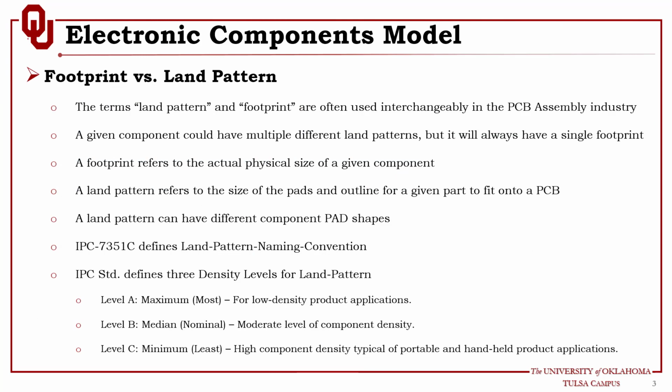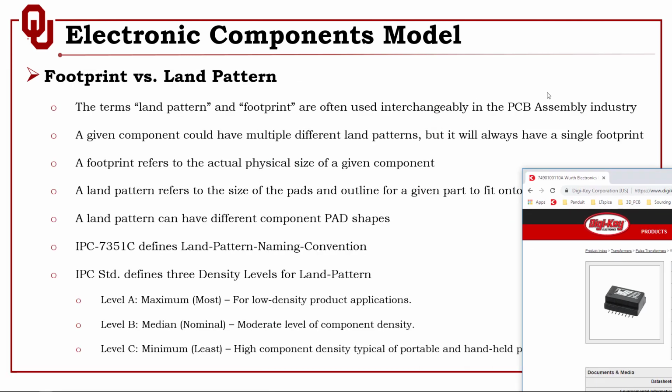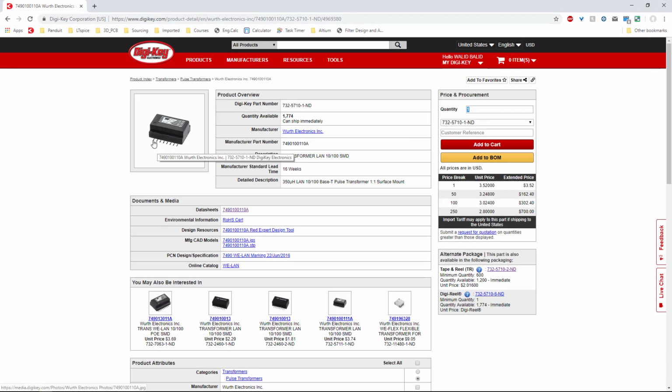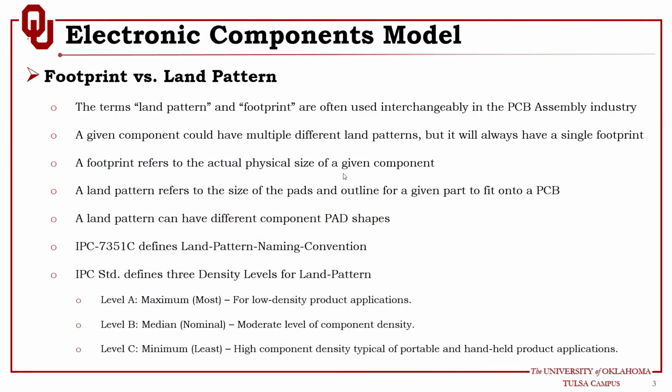The land pattern can have different component pad shapes. Yes, that's true. Here you can see this is the footprint, and this is the actual physical component we were talking about. And these are the pins. They have a specific shape. But when we talk about land pattern, the pads can have different shapes. For instance, you can code pin number 1 using a rectangle, and the rest of the pins or the pads you can make oval. So it's up to you.